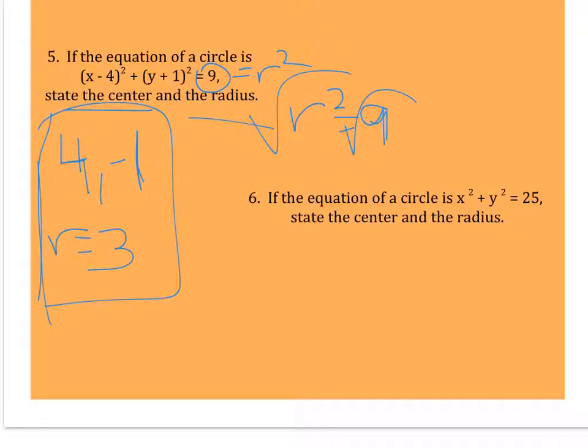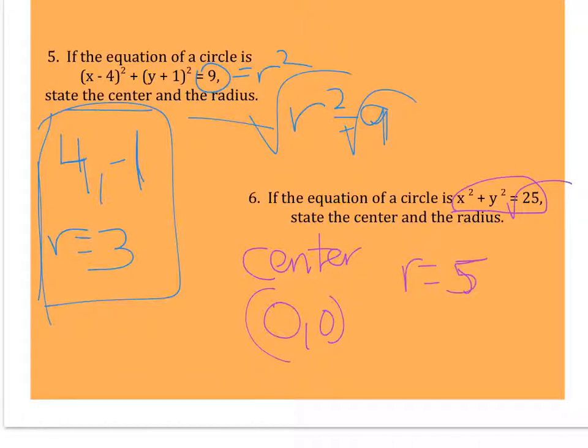So for number 6, what's the circle? What's the center? That's the radius. The center is going to be (0, 0). And the radius, remember, I want square root of 25, so my radius is going to be 5.